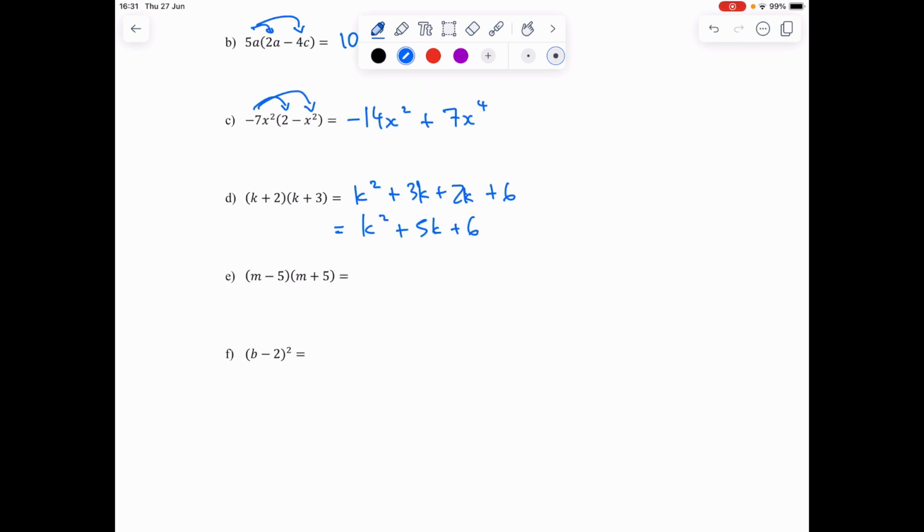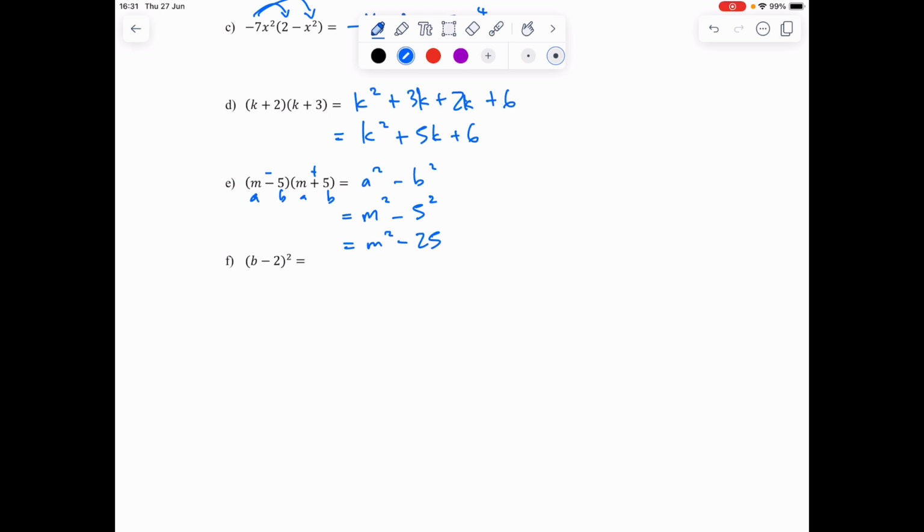Difference of two squares, because you have the same terms, a and b, but the difference is minus and plus, so the answer is going to be a squared take b squared. But in this case a is m and b is 5 squared. Not done yet, because nothing's stopping me working out what 5 squared is. It's 25.